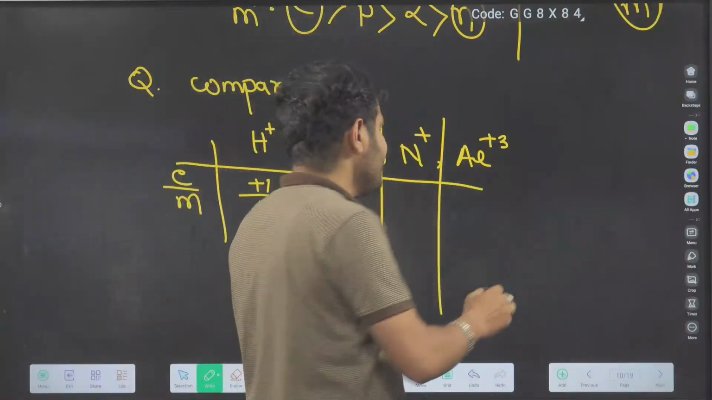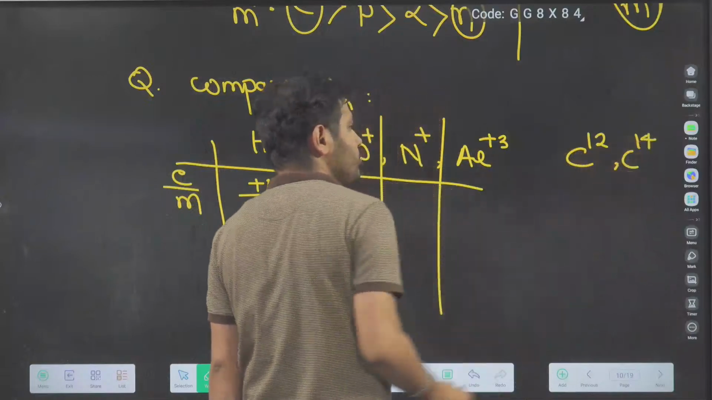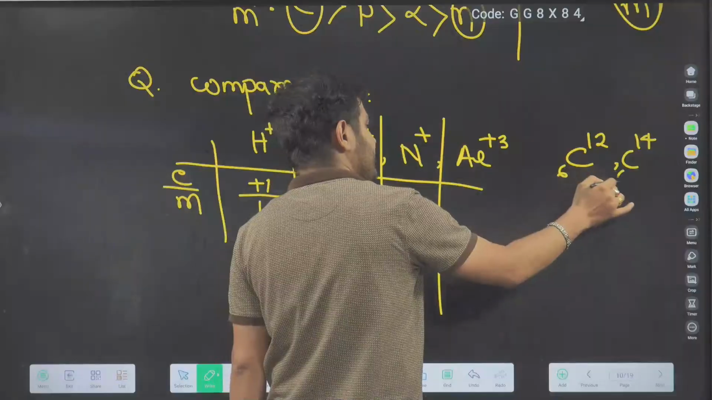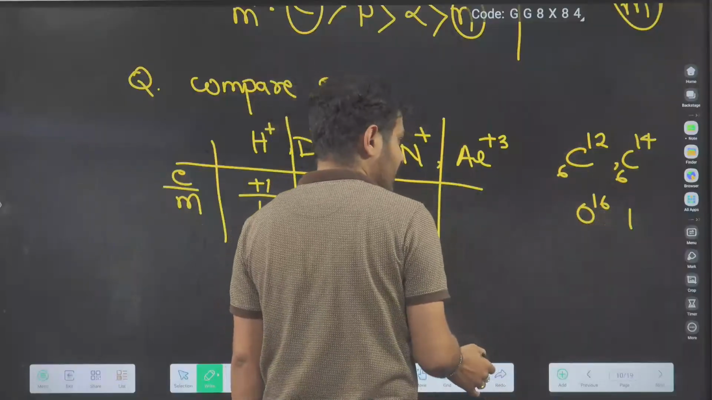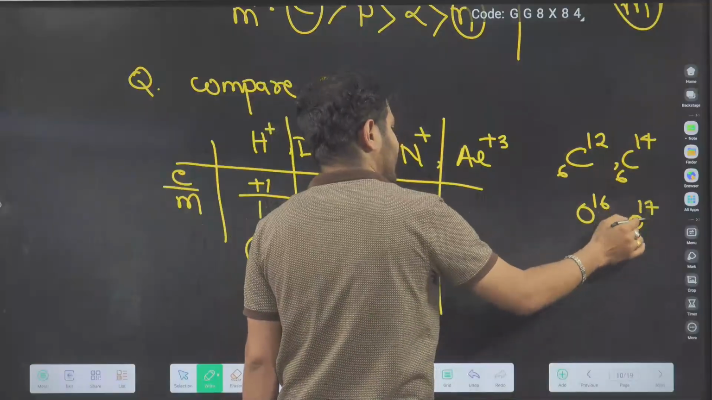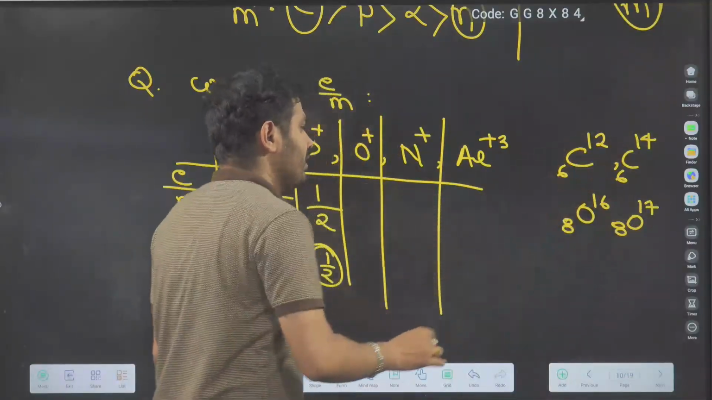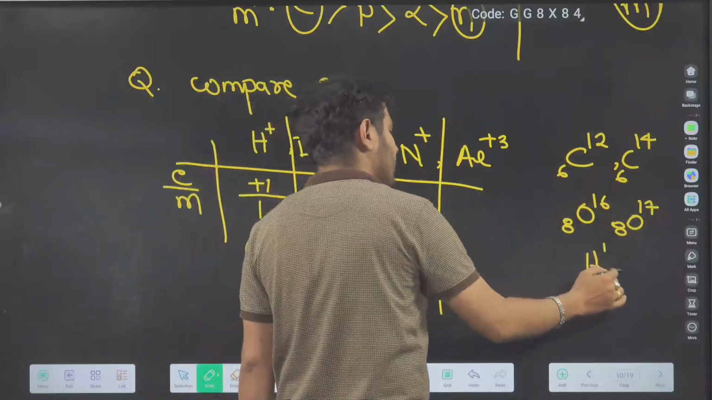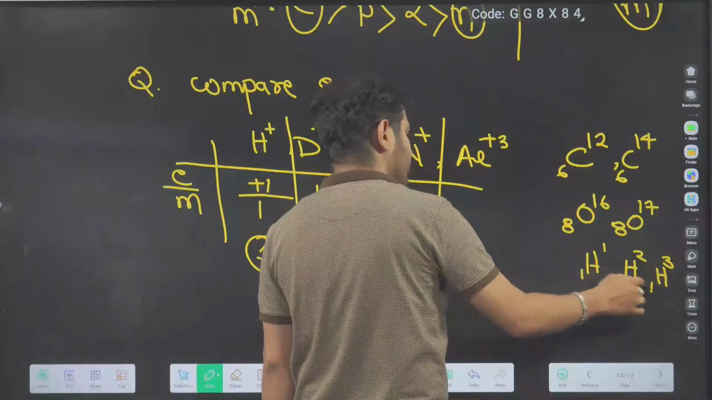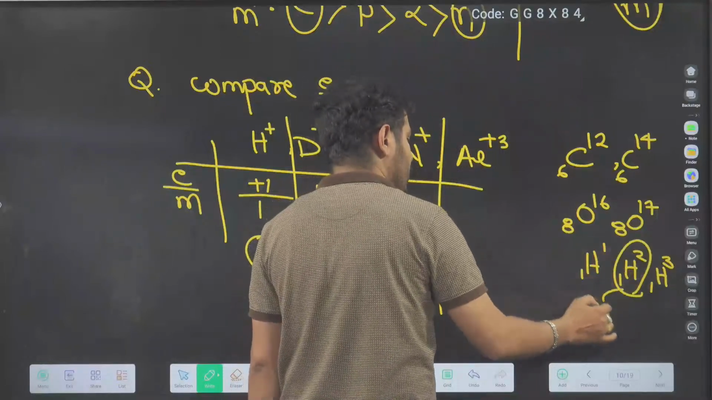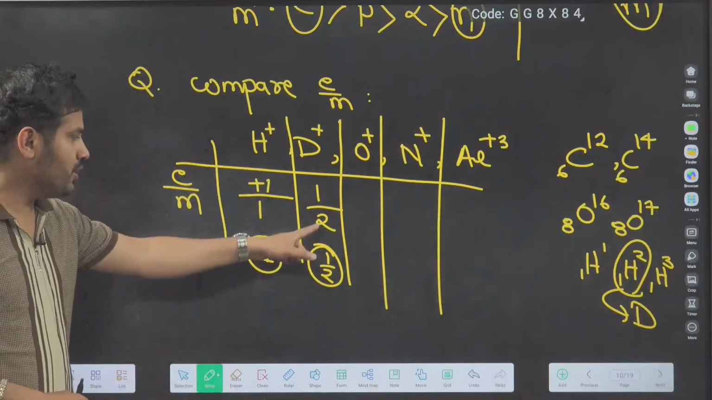You might have studied this earlier, like carbon has carbon 12, carbon 14. These 2 isotopes: atomic number is same, 6 and 6, but mass is different. Oxygen 16, oxygen 17, oxygen 18. Right? These all are oxygen isotopes. Atomic number is same, but the mass is different. Similarly, hydrogen has hydrogen 1, hydrogen 2, and hydrogen 3. These 3 isotopes have the same atomic number, different mass. This second isotope is called deuterium. So I am talking about that deuterium. So deuterium mass is 2 here.